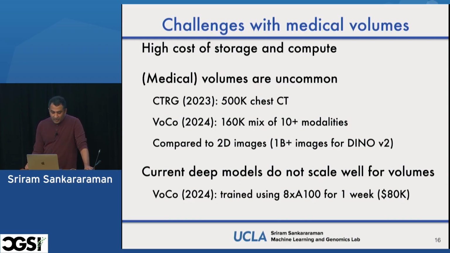And of course, the other challenge here is that if you take a deep model that has been designed for 2D and directly generalize it to 3D, they typically do not scale well for volume. So if you just take a CNN, a ResNet, and convert it into its 3D equivalent, just training those is going to be extremely challenging. This is a paper from 2024. It's one of the state-of-the-art for medical volumes. Essentially, they had to spend close to hundreds of thousands of dollars to be able to train their 3D medical image model.